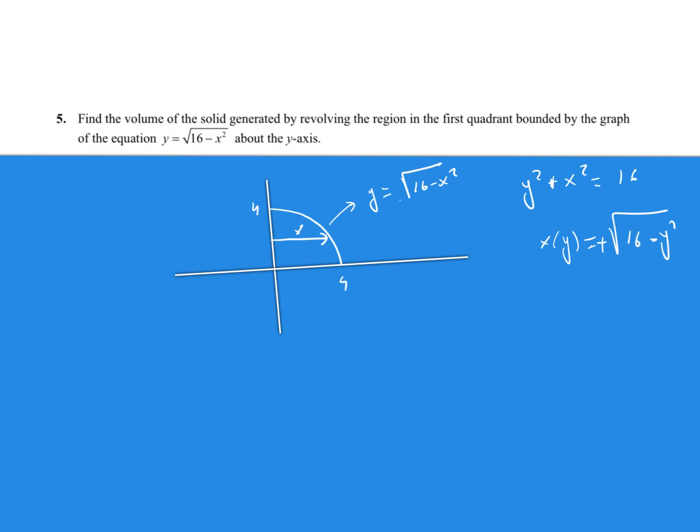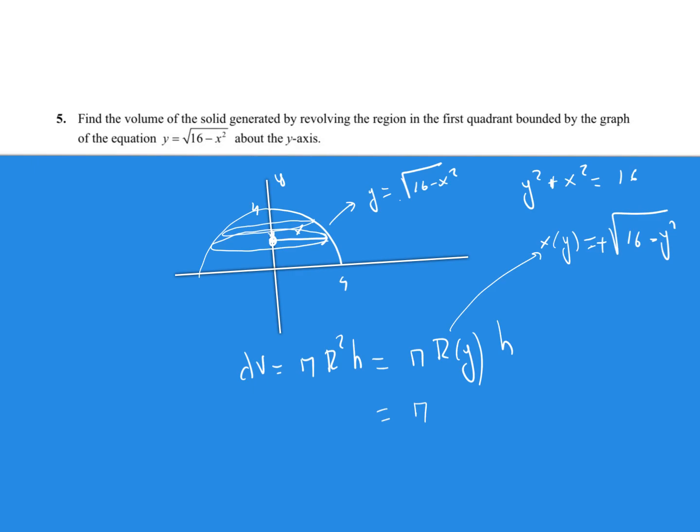So if I rotate through the y-axis, the figure that I will find is this one. Now I will fill the regions with disks. The disk that I will find is a disk of radius x, and the height is dy. So the small volume of the disk is pi times the radius squared times h, or in other words, pi times the radius that depends on y, where you are on the y-axis, times h. This radius is the x of y, the square root of 16 minus y squared. And the height of the small disk is dy.